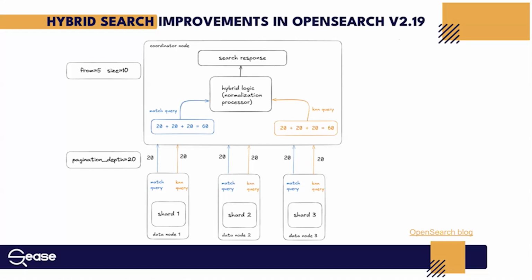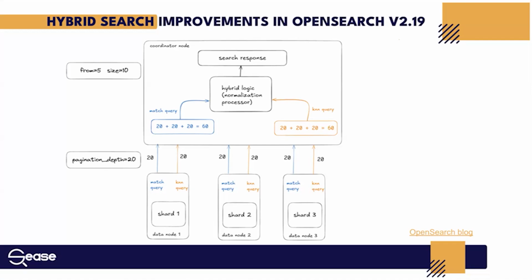The normalization processor takes the match query results, which in our case is 60 because each node returns 20. The knn query is similar, also 60. So we have 120 results now, but they are not yet merged. Once the normalization processor merges, we might have some duplication, since duplicates occur across lexical and semantic results, so the number of results is reduced. Let's say we have 100 results after merging.